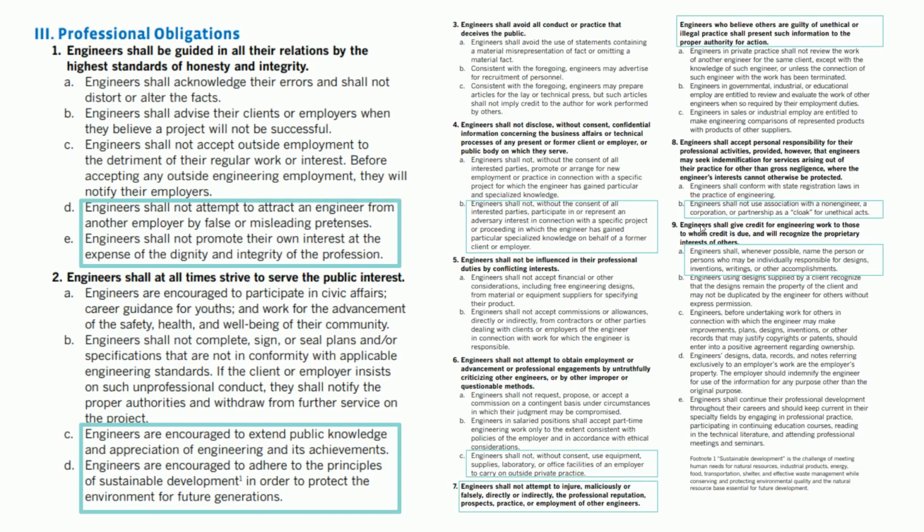Here, number 8 of professional obligations: Engineers shall not use their association with a non-engineer, a corporation, or a partnership as a cloak for unethical acts. This is an explicit restriction against the Nuremberg defense. It's not enough that your corporation or partnership told you to do something, or that it was in the business interests of the corporation for you to do something. These kinds of excuses can't be used as a cloak for unethical acts. They don't protect you from those acts. You're still responsible for what you do, even if you're doing it in the interest of your employer.